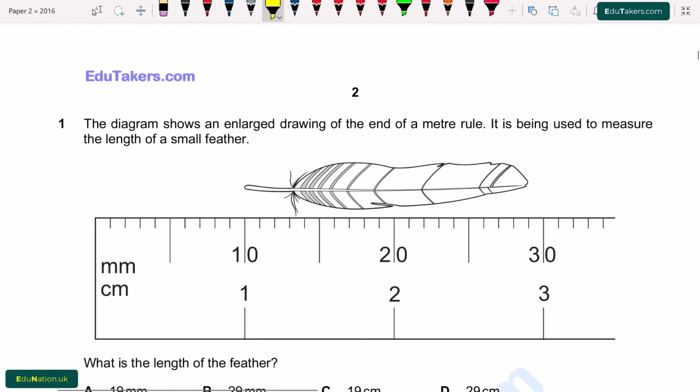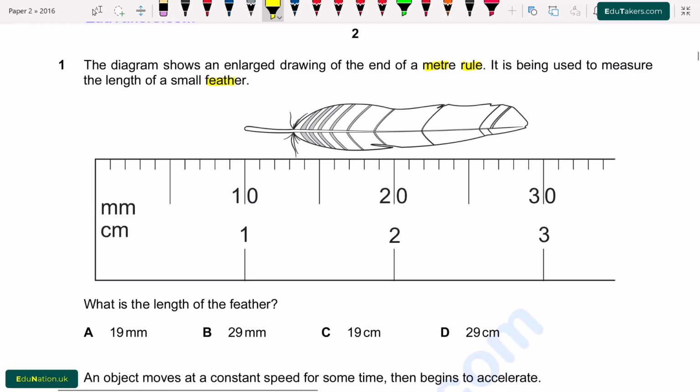Question number 1. The diagram shows an enlarged drawing of the end of a meter rule. It is being used to measure the length of a small feather. What is the length of the feather? So here we have to measure the length of the feather. There is also a meter rule. We find out the starting and ending reading on the meter rule where the feather is lying.